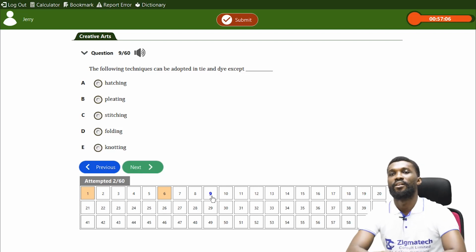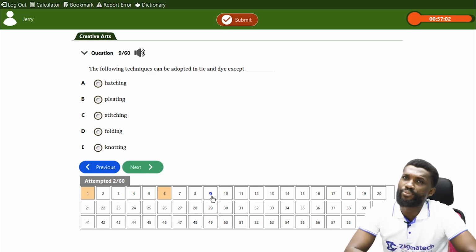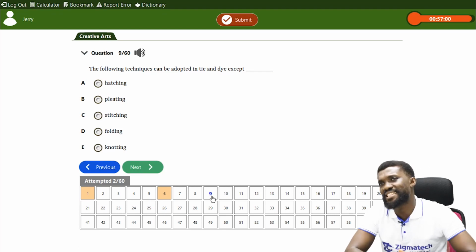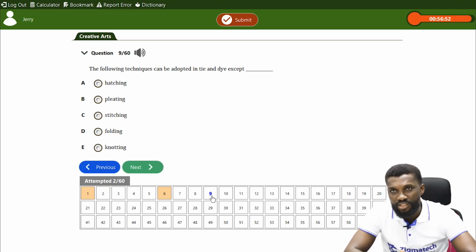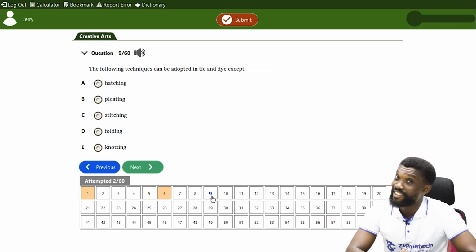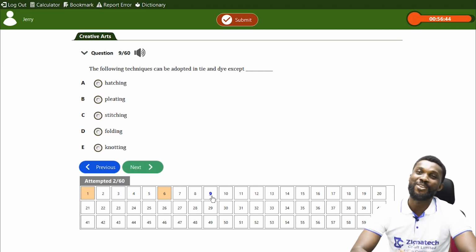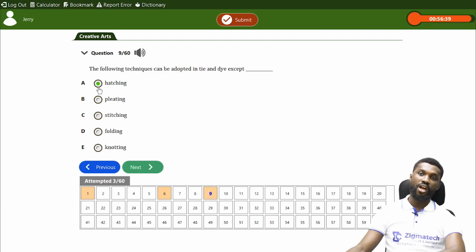Okay. All right. Now, the following techniques can be adopted in tie and dye except: A, hatching, B, plaiting, C, stitching, D, folding, E, knotting. This is the cheapest question you should do. So what's the answer? Yes, what did you say? Did you say knotting? Come on now. All right, the answer is A, which is hatching.